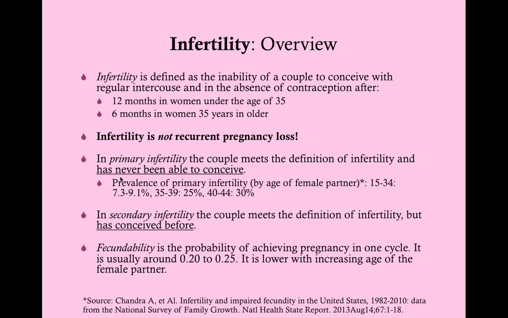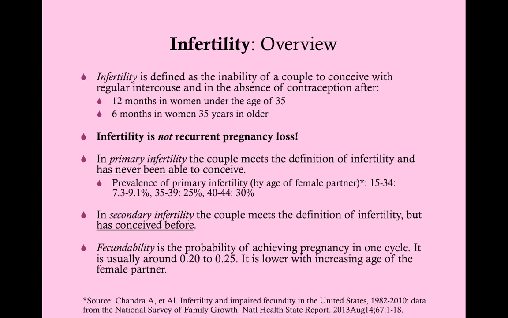But depending on how long this couple has been together, they've never been able to conceive together. All right, that's primary infertility. They've never been able to conceive. The prevalence of primary infertility goes up with age. And here we're talking again about the age of the female partner. Men don't have as much of a problem with that.